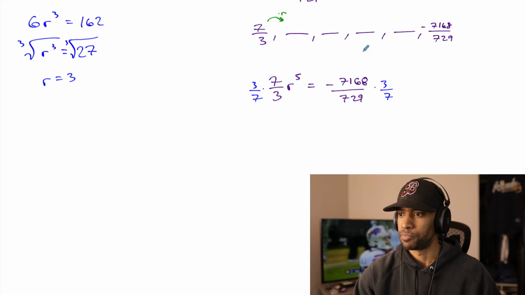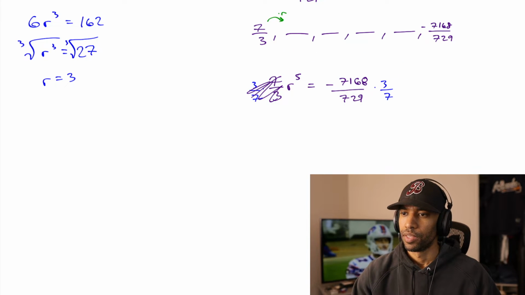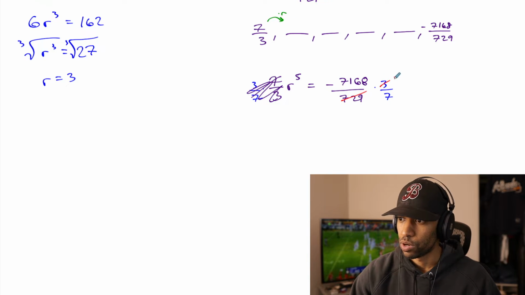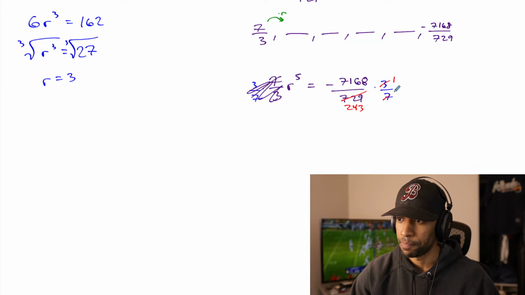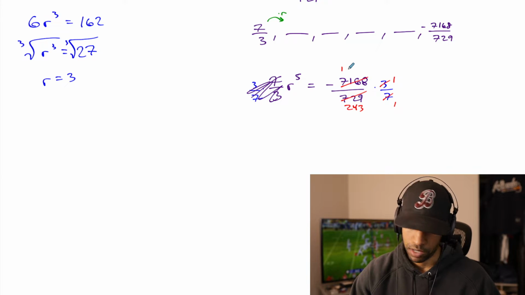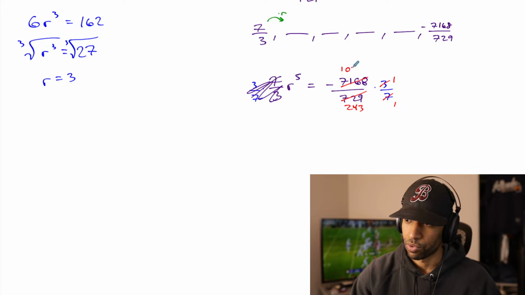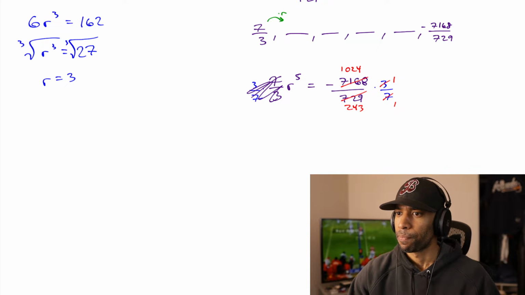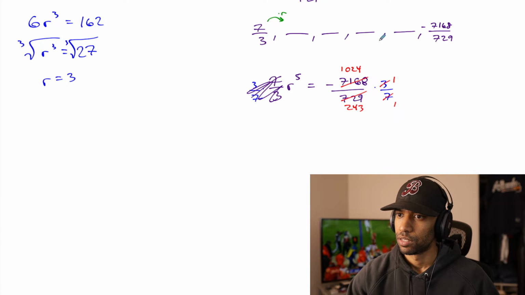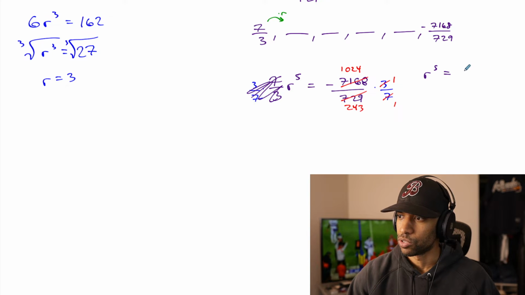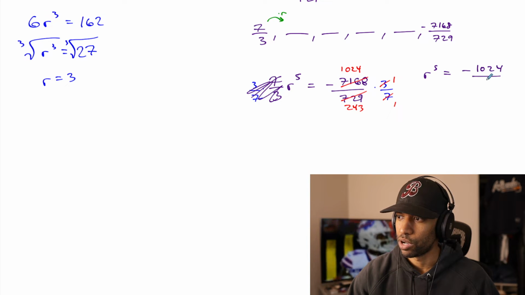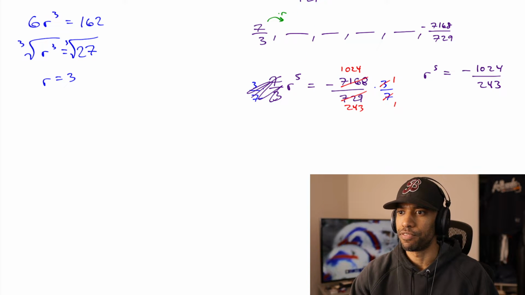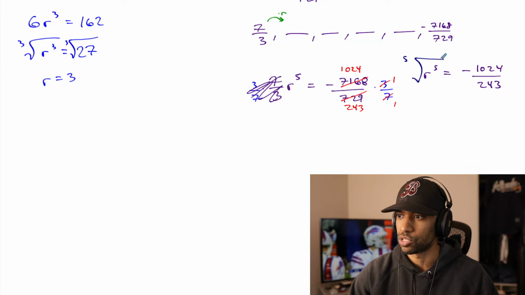So this becomes, let's see, so those are gone. So this becomes, let's write this. This is 1 over 243, and that's a 1 there, and that's negative 1024. So now we have r to the 5th. r to the 5th power equals negative 1024 over 243. And we have to take the 5th root of this thing right here. That's what we're trying to solve for.